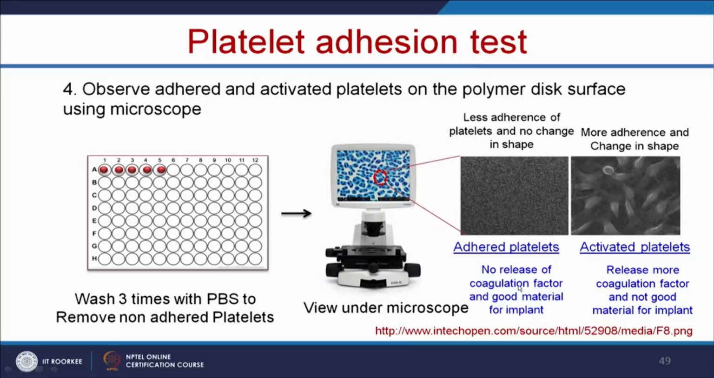That means there is no release of coagulation factor, and it is a good material for implant. So under the microscope, if you are seeing this kind of shapes, that means more adherence and a change in the shape. So it is mainly due to the activated platelets. It is releasing more coagulation factor, and it is not a good material for implant, okay.